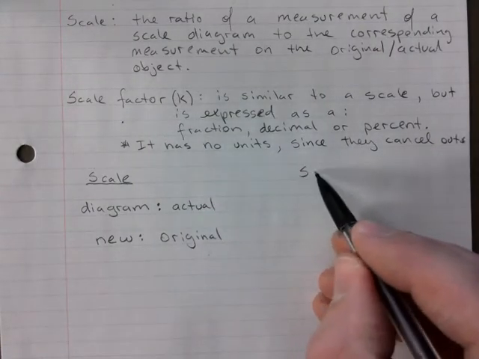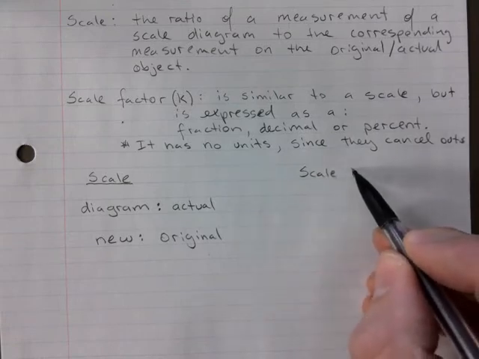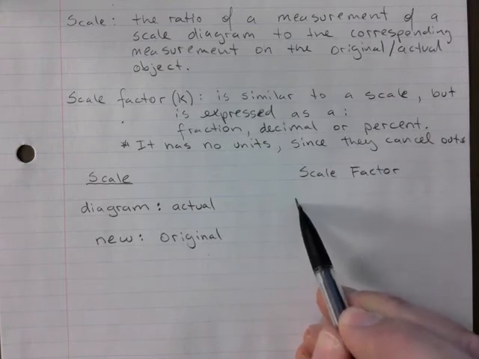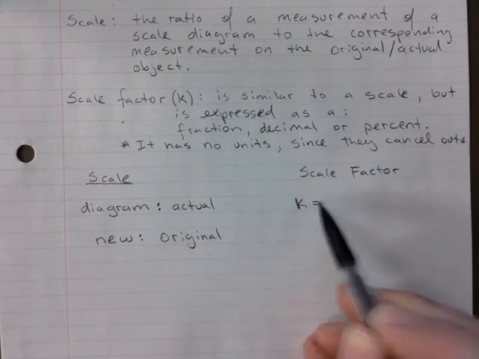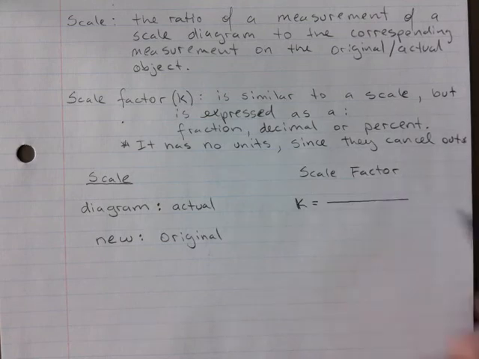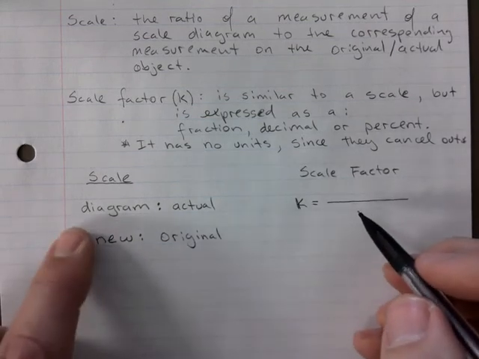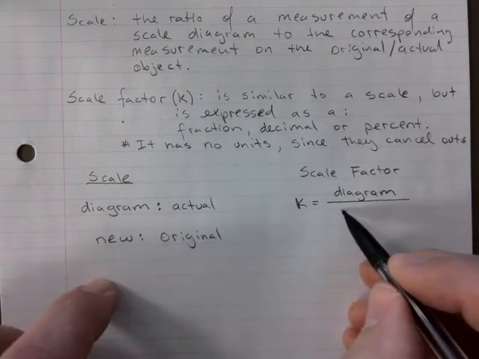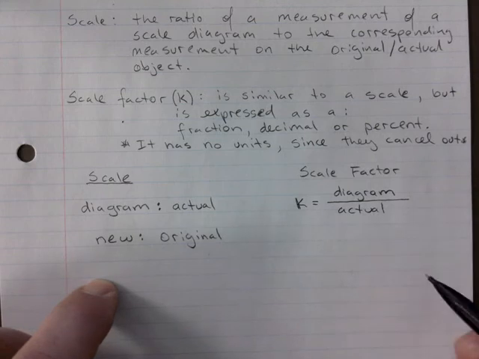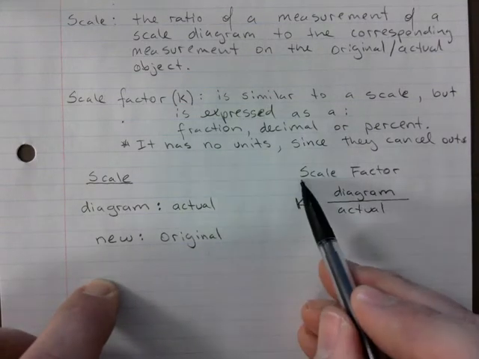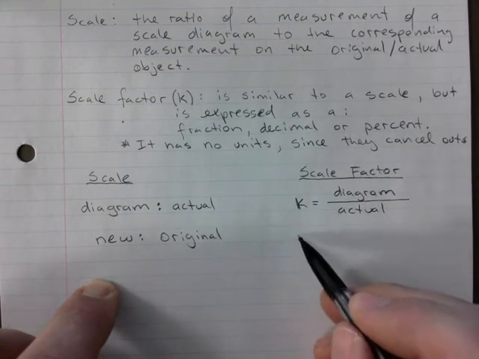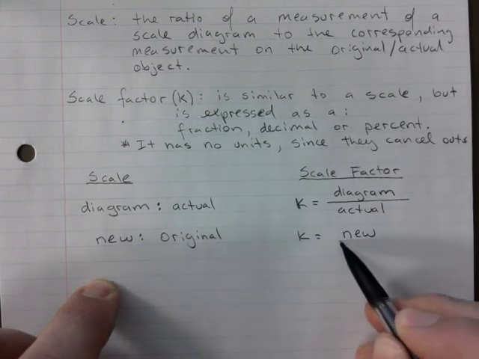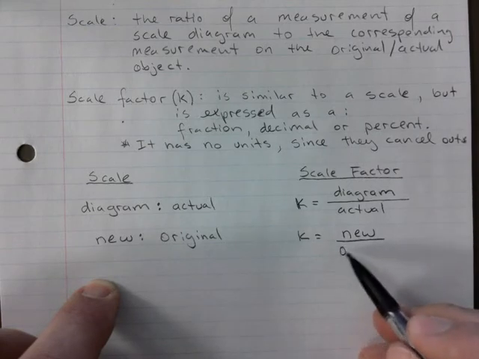Scale factor, on the other hand, would be like this. You write it like this, k is equal to, as a line, because it's going to be a fraction most of the time. Diagram goes up here. Actual goes down in the denominator. Or when you're making copies of something, new and original.